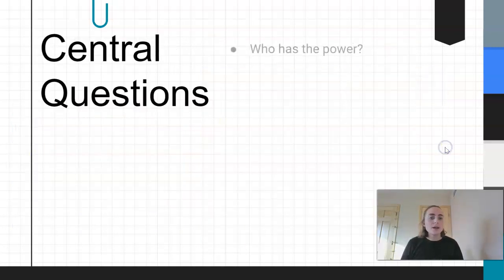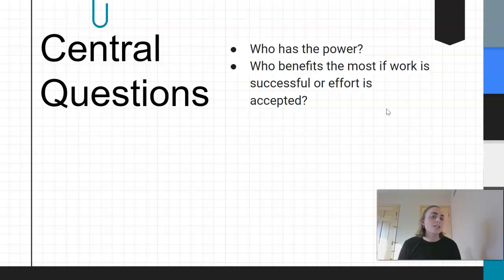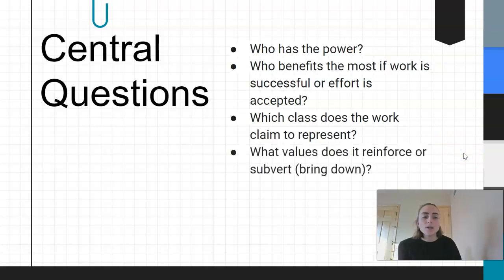Some central questions to think about with Marxism are: who has the power? So when you read chapter 2, who has the power on this ranch that George and Lenny are going to work on? Who benefits the most if the work is successful or the effort is accepted? So when the ranch is doing really well, do George and Lenny get more money, or does the boss get more money? Which class does the work claim to represent? So are the owners or the bosses giving credit to the workers, or are they taking all the credit for themselves? And what values does it reinforce? So what is it saying is a good thing? And what values does it subvert or bring down in the process?